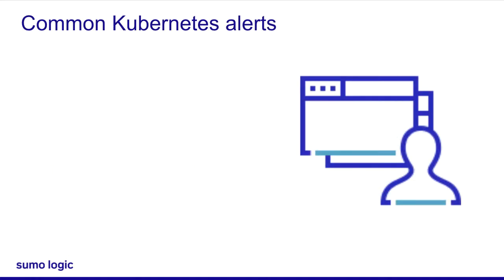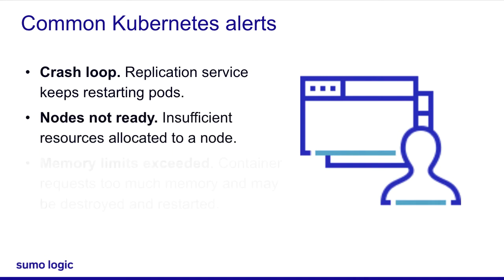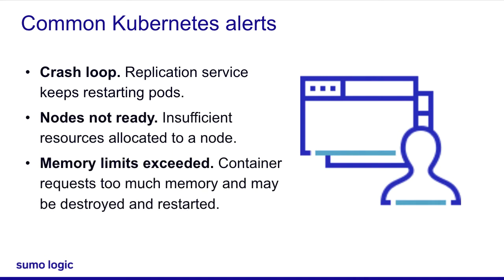Today, we'll be using Kubernetes Metrics. There are many things to monitor in a Kubernetes cluster, like crash loops, nodes not ready, memory limits exceeded, or pod failure. Today, we'll set up a pod failure alert.